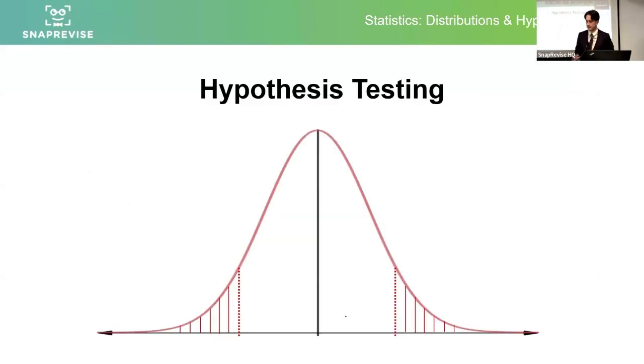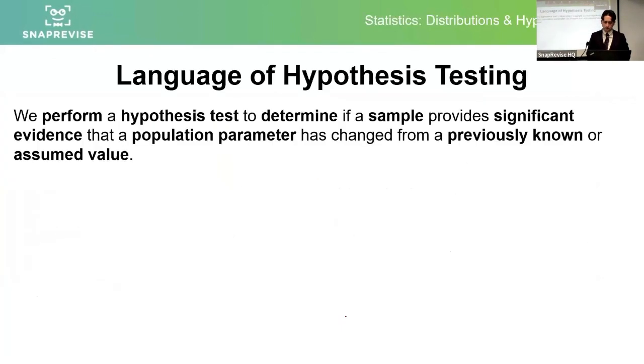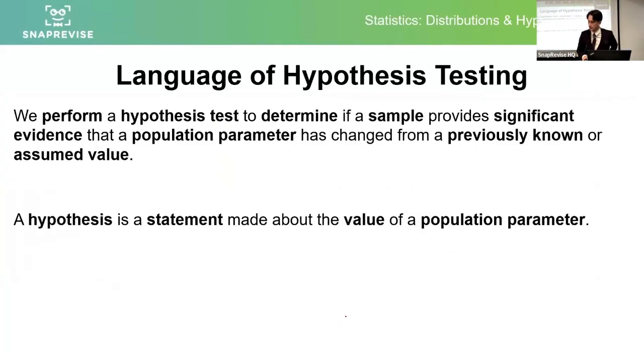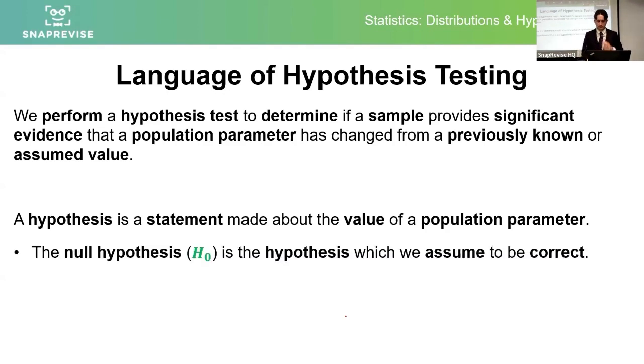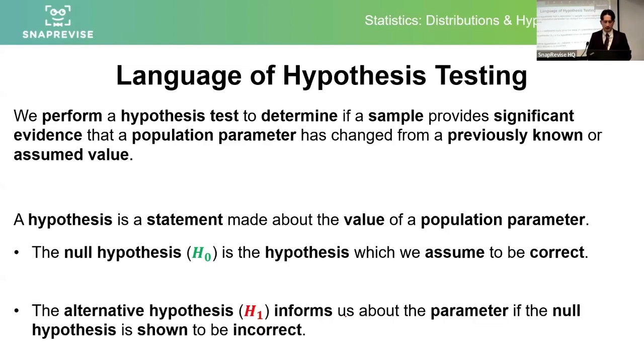So hypothesis testing, a bit of language to go through. This is the final little bit. So some keywords. We perform a hypothesis test to determine if a sample provides significant evidence that a particular population parameter has changed from what we previously believed. So the hypothesis is the statement made about that parameter. The key notation here is the null hypothesis, H0, and the alternative hypothesis, which we call H1.